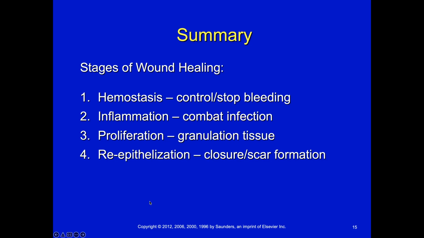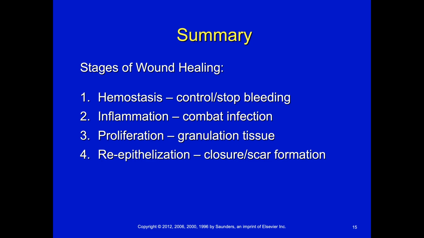So to just review the basic stages of wound healing, initially there's going to be bleeding. So step one is hemostasis, which means that you are controlling and stopping all bleeding. Next step is inflammation. So that's initiated right away, and that's designed obviously to combat infection and eradicate the pathogens that are causing the problem. Third step is proliferation. Here we have the formation of granulation tissue. And finally, at the end, things are maturing.